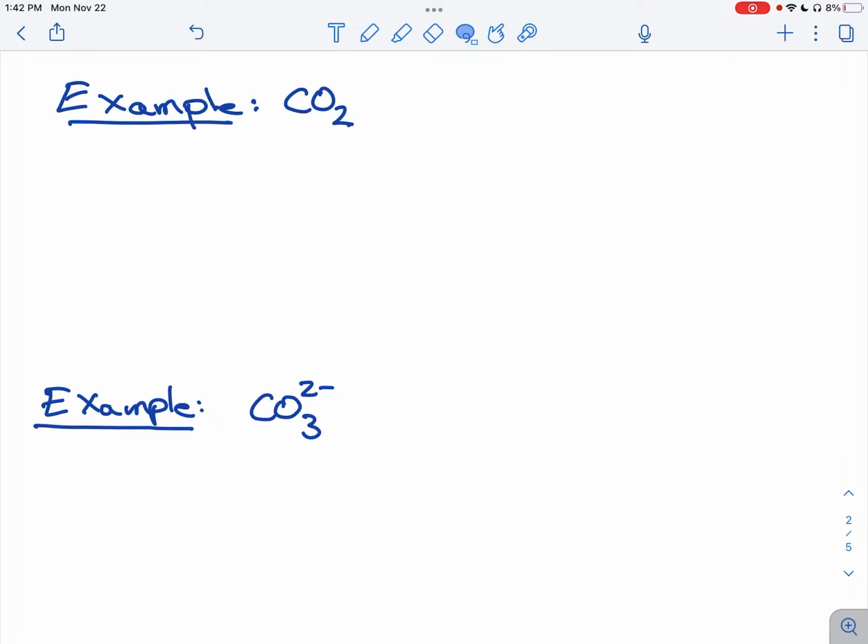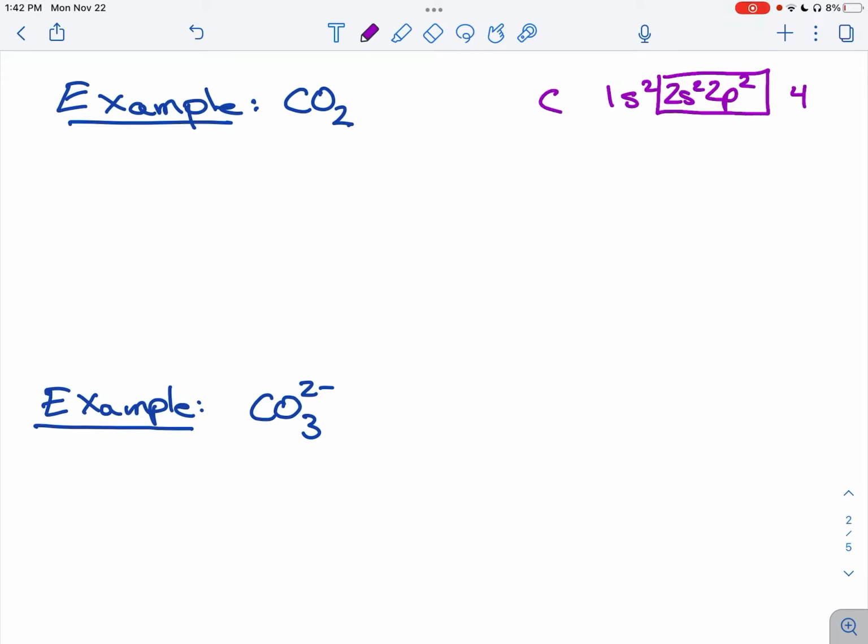So we're going to start with carbon dioxide. The only electrons that matter are valence electrons, right? The core electrons don't participate in bonding. So the valence electrons are all that's going to matter, and we're going to add those all up first. Carbon's electron configuration is 1s2, 2s2, 2p2. So these are your valence electrons. It's got 4 valence electrons.